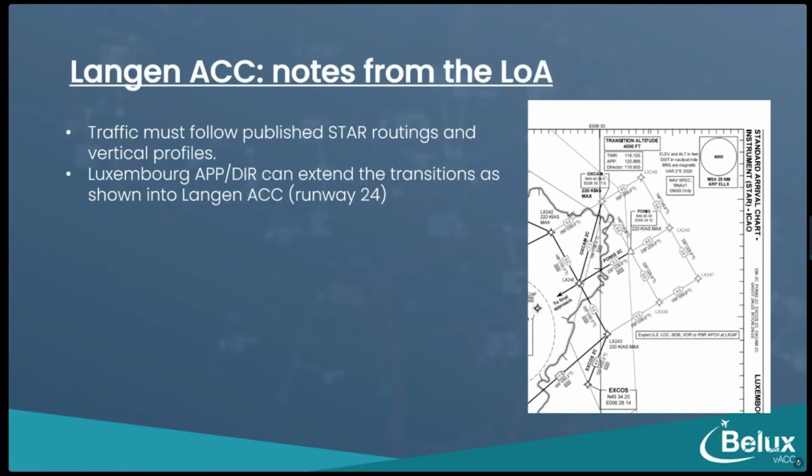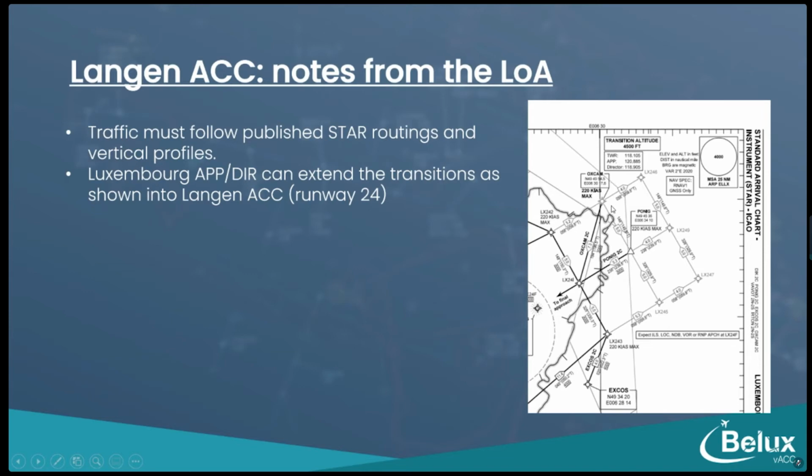Luxembourg Approach or director can extend the transitions as shown into Langen, and so this basically means you can use these. Now, giving a real reroute to pilots will be a little bit difficult, and not all of them will know how to program them in. But when you're just controlling and you have traffic over here, and another one just about at this point, you can just tell this one, okay, turn right, heading 060 approximately, and then you can just vector them around this route. It also works. So this is also fine. You can use that to give yourself a little bit more room over there. As long as you stay within the box, it's okay and it's approved.